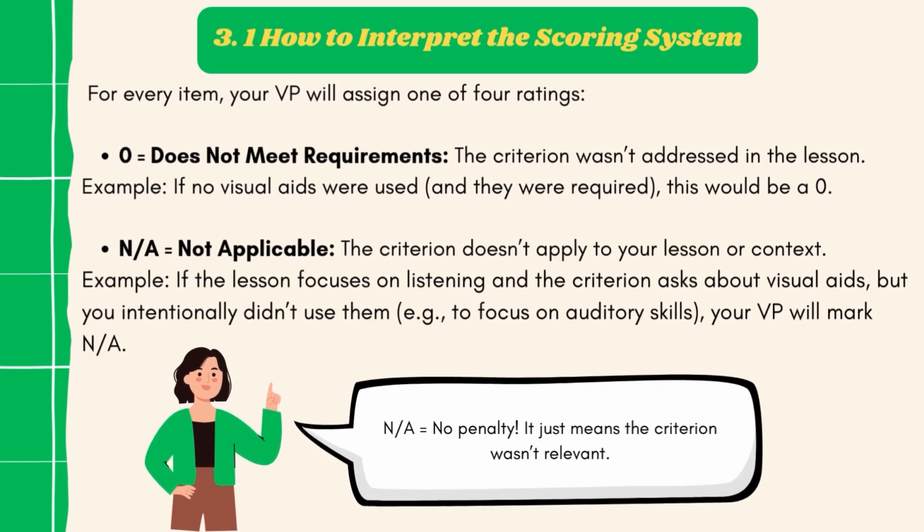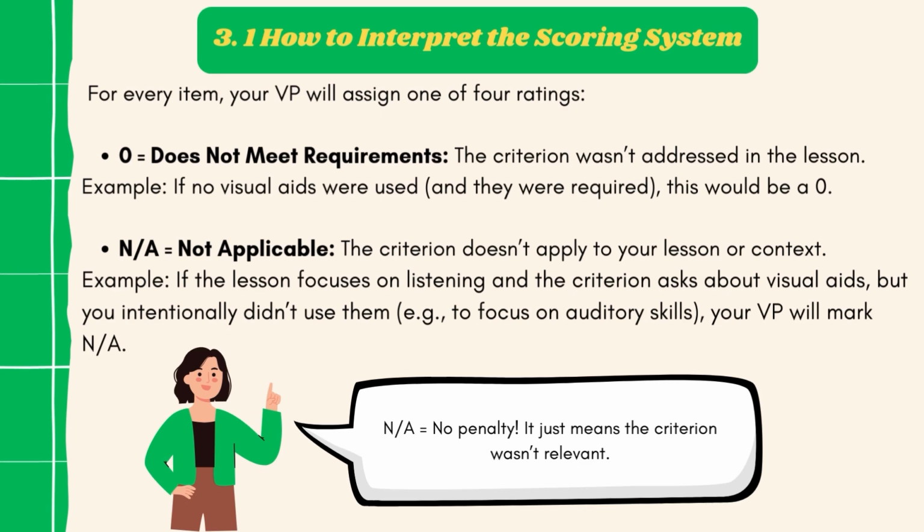However, you will get 0 for this visual aid criteria because you do not meet requirements. It means the criterion wasn't addressed in the lesson. Example: if no visual aids were used, and they were required, this would be 0 point.